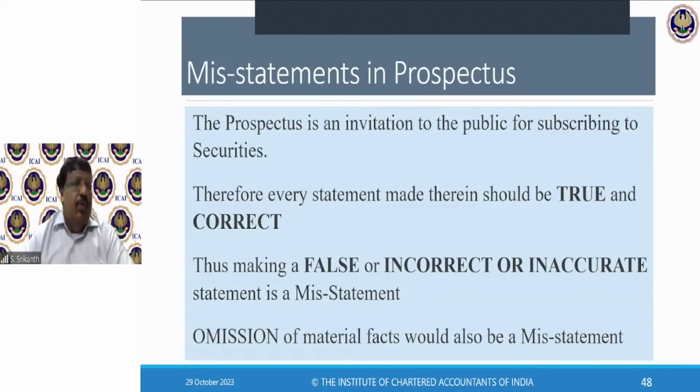Chalo. Now, quickly with the remaining 10 minutes, I thought I could finish misstatement. It's not going to happen. That's okay. So, a prospectus is an invitation to the public for subscribing to securities. Right? So, we are making a statement to the whole world. Therefore, every statement made therein should be true and correct. So, making a false or incorrect or inaccurate statement is a misstatement. Omission of material facts would also be a misstatement, because telling the untruth is one thing, and not telling the truth is also there. Am I correct or not?